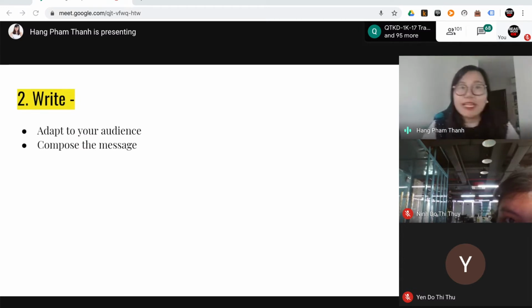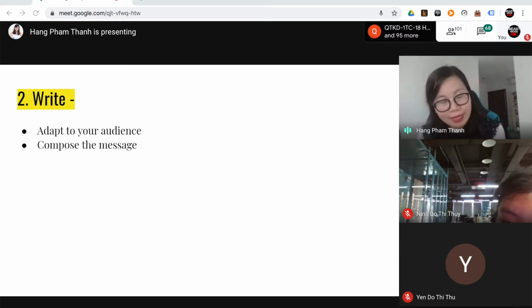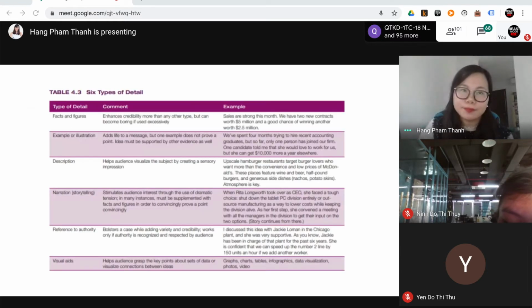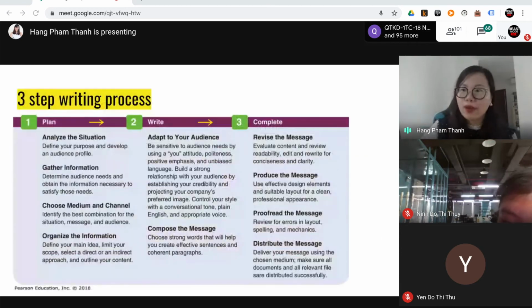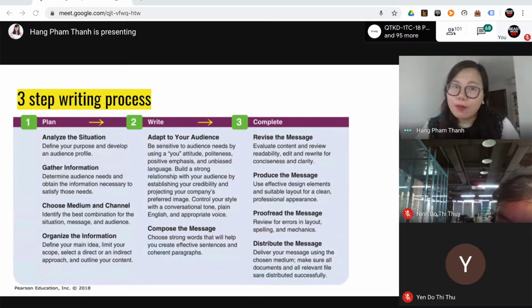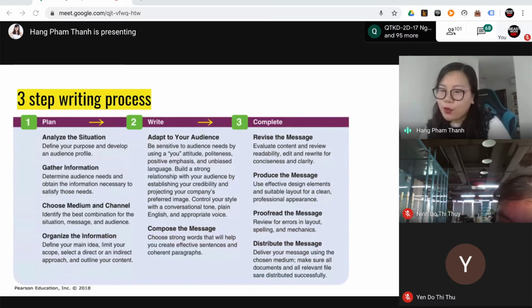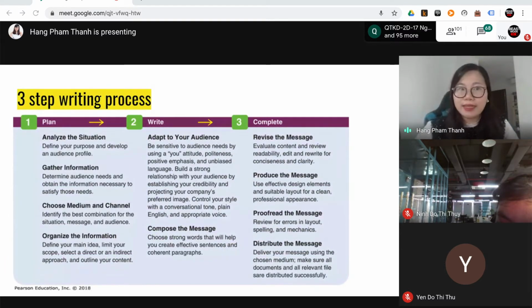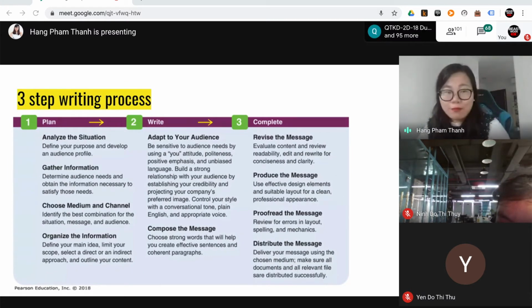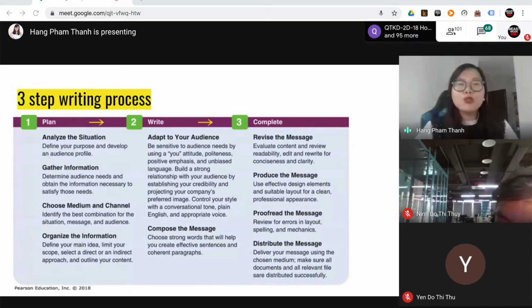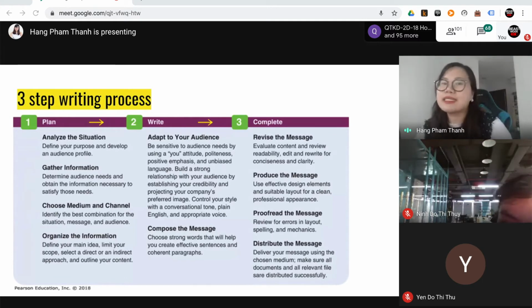Okay, so we finished with the first part of the writing process, which is planning, right? So again, in planning, we already covered 4 main points. How to analyze the situation, remember, defining your purpose, and analyzing your audience. How to gather the information. We want to make sure that the information is accurate, ethical, and relevant. How to choose medium and channel amongst the 6 types, and how to organize the information.